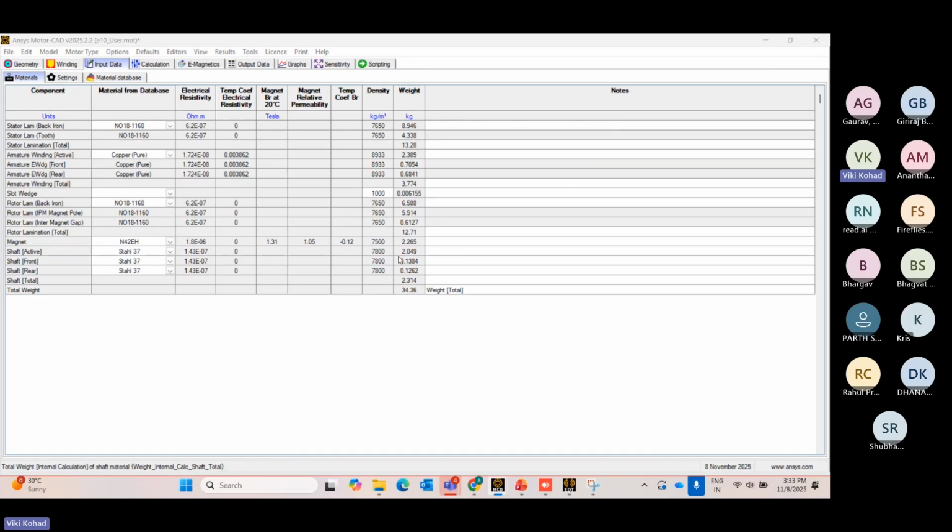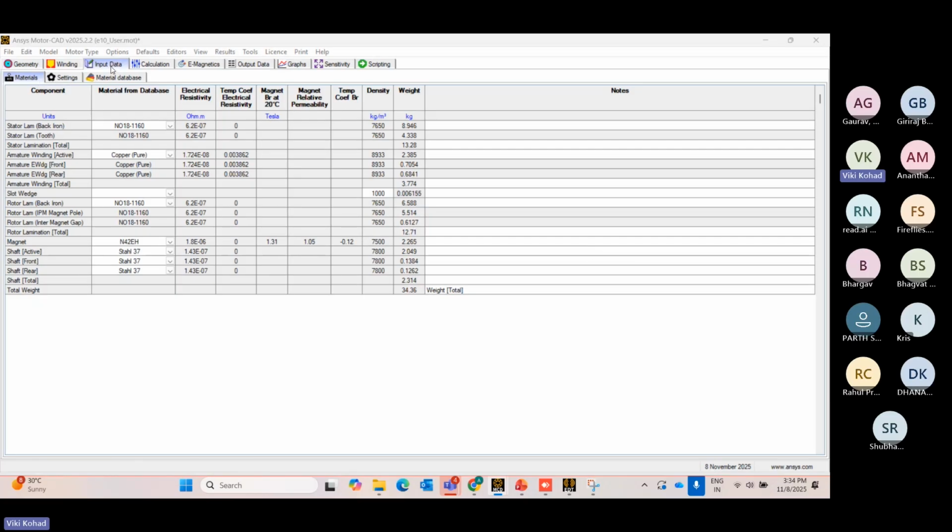Now the total weight of your electric machine is 34.36. This weight is calculated on the basis of the density. If your density is wrong, then your weight calculation is also wrong here. So you have to give the appropriate density value here. If you have the correct density value, you can give the accurate density value here, and on the basis of the density value the software will automatically calculate the weight parameters.